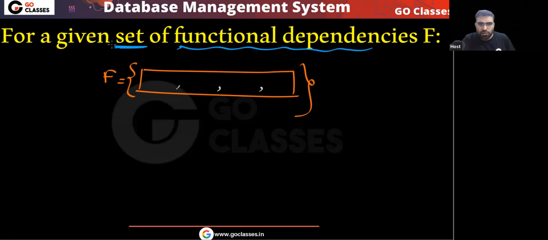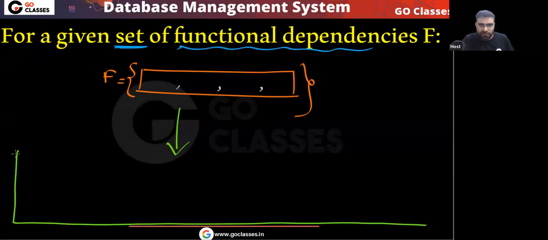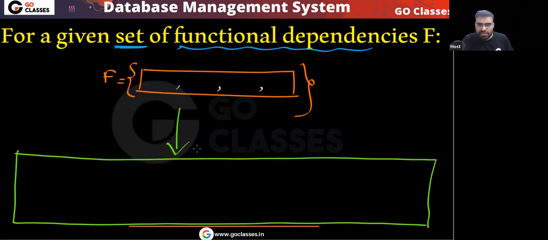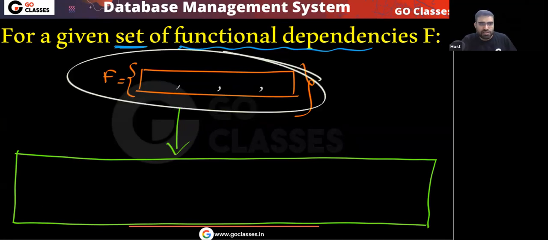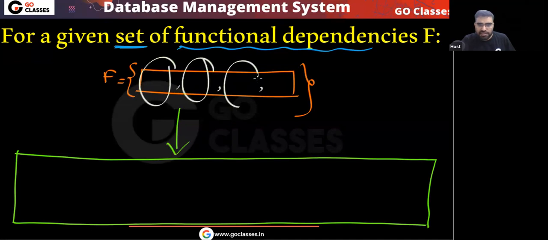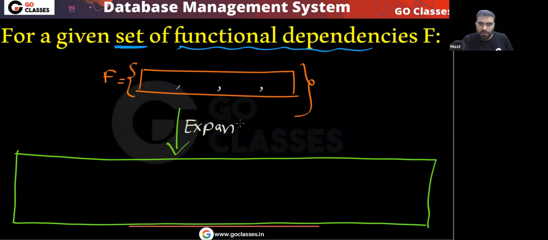Now, what can you do? You can find the closure of F. From this F, you can find the closure of F. Closure of F means basically you are expanding F, right? Closure means expanding F. This set of functional dependencies that you have has some functional dependencies here. You can expand this and you can get this functional dependency closure. So this is your FD closure.